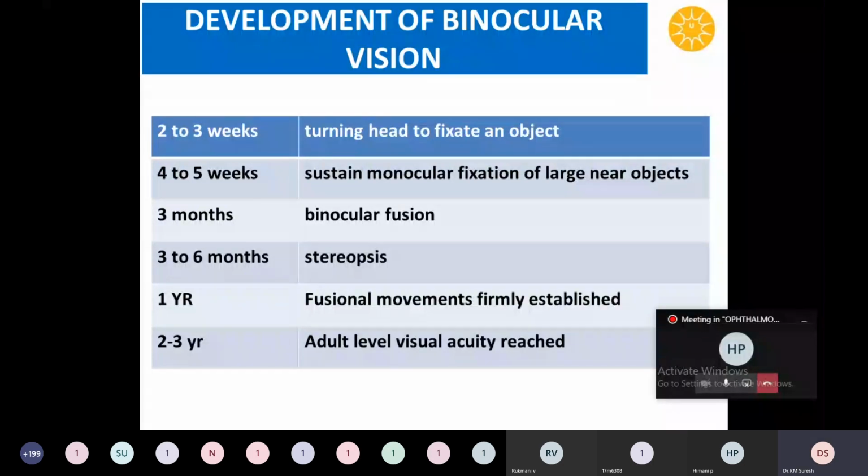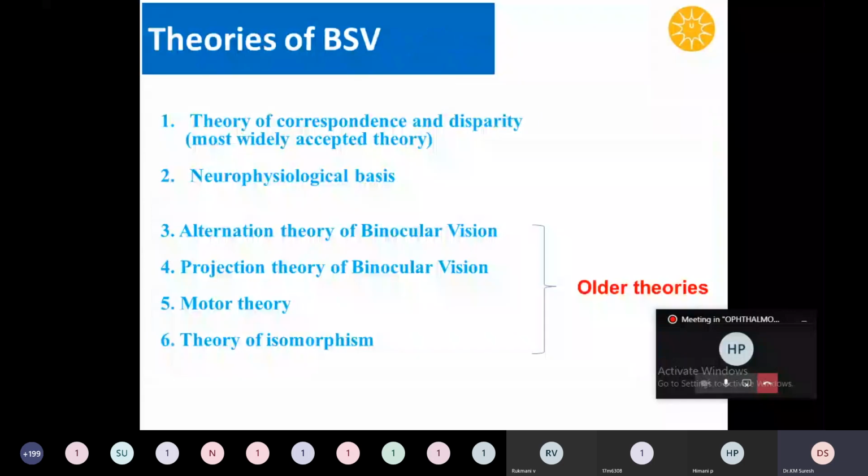And at the age of 1 year, depth perception is the ability to assess the distance between two objects when they are slightly separated from one another. So that is known as stereopsis, also known as depth perception. At the age of 1 year, fusional movements are firmly established. At the age of 2 to 3 years, adult level of visual acuity is reached, and binocular vision is also reached at that particular age.